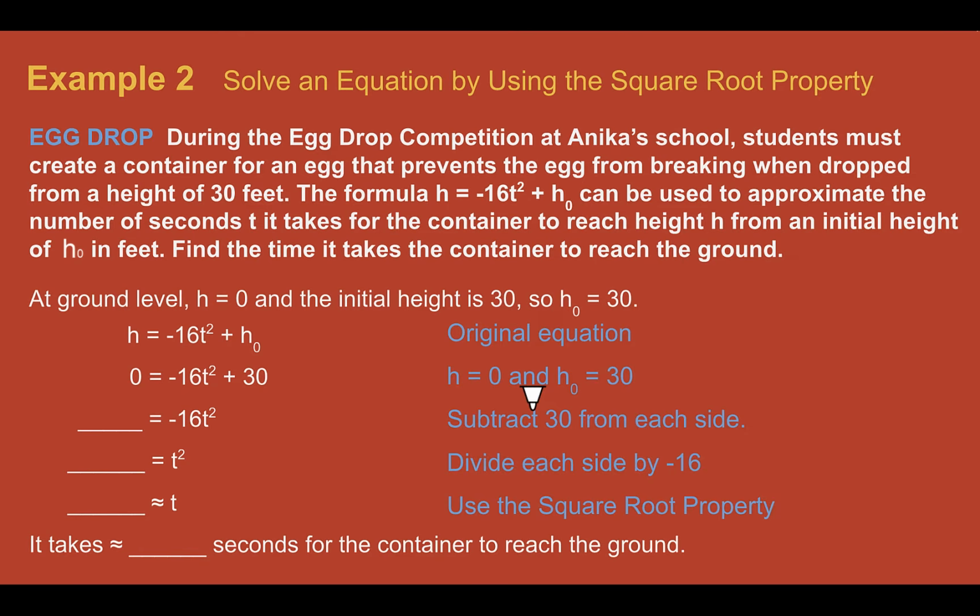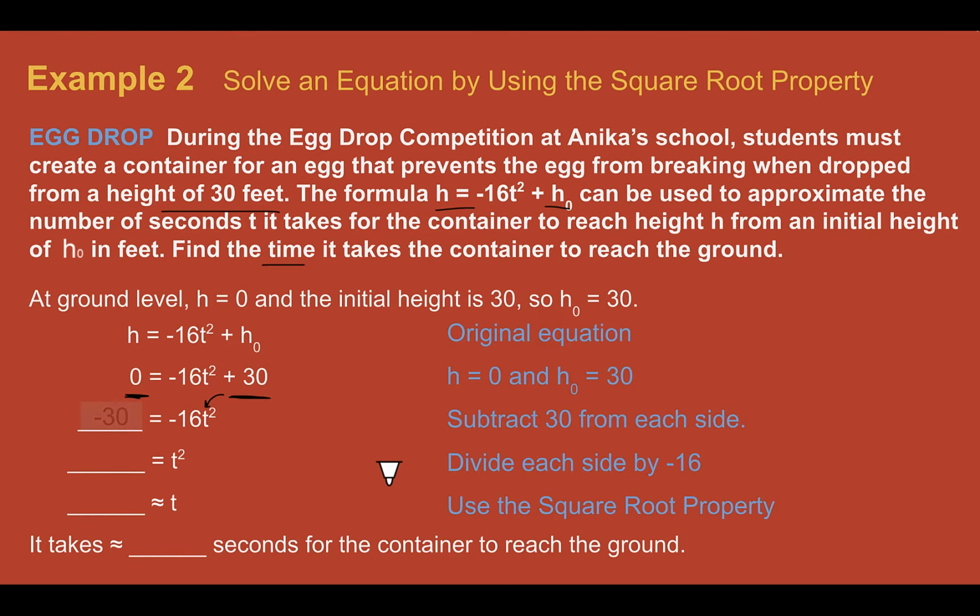So at ground level, h would be equal to 0, and the initial height here is 30 feet. So that means h sub 0, which stands for the initial height, is equal to 30. So let's plug those two things into our equation. We want our height to be 0, because that's when it hits the ground, starting from an initial height of 30. That's where it told us in the original formula. Now, we want to solve for the time that it takes to reach the ground. So I'm going to try to get t by itself.